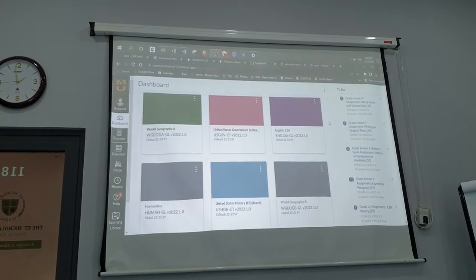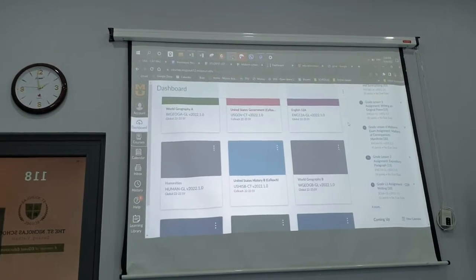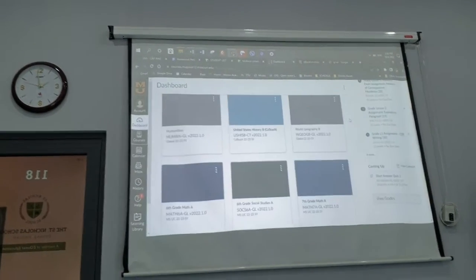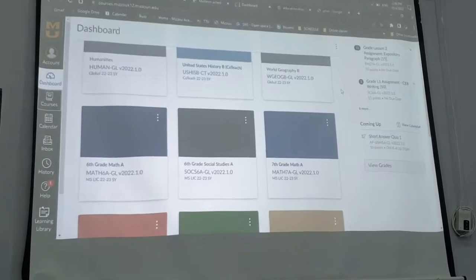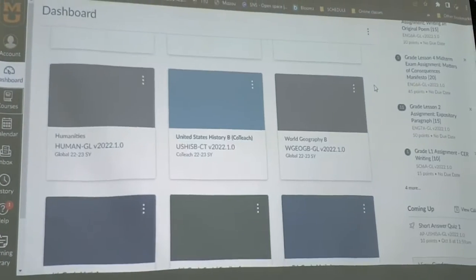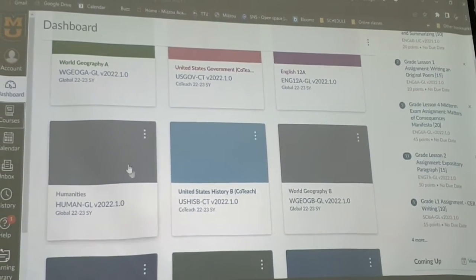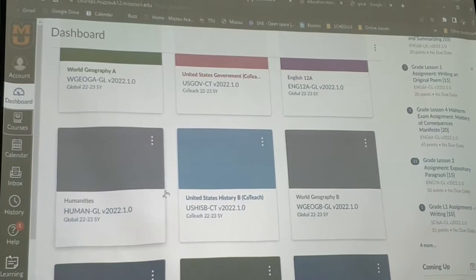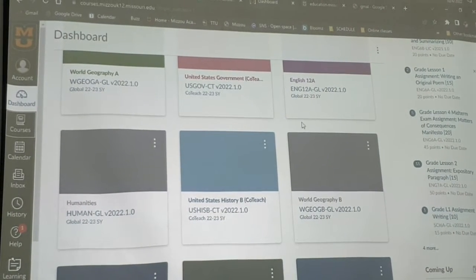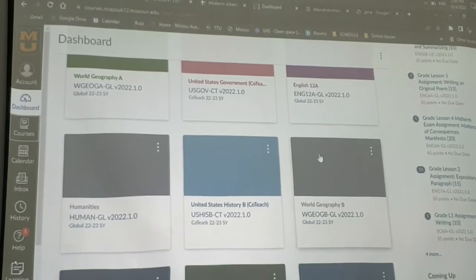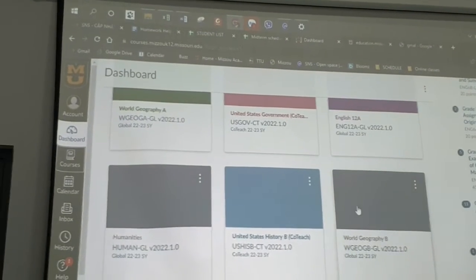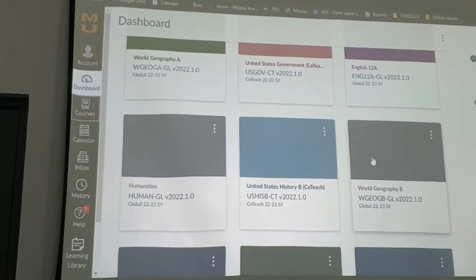World geography, United States government, English, history, humanities. And which grade is this? The courses that the student from grade 9 to 12 can take based on their graduation plan. Okay, so where would math be? Can you show us math?